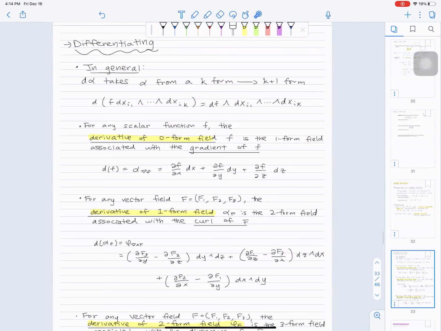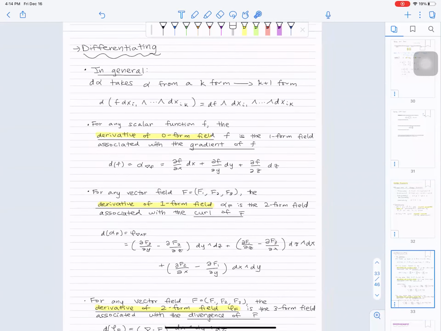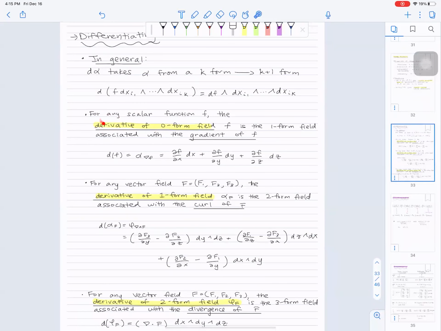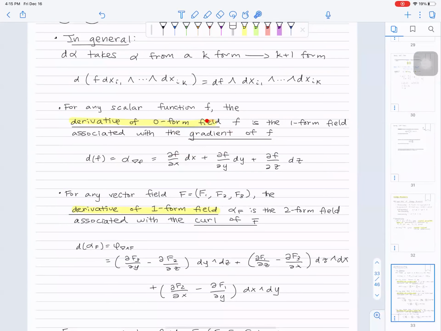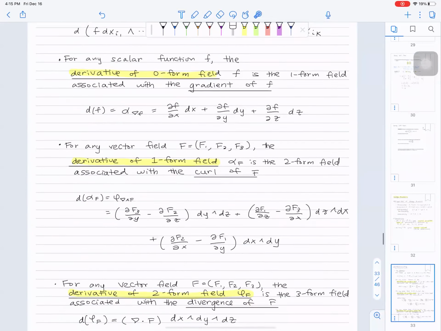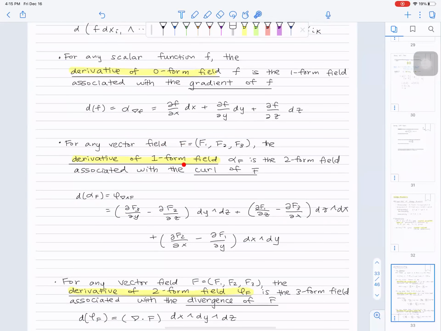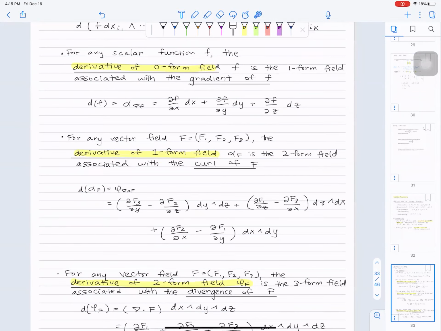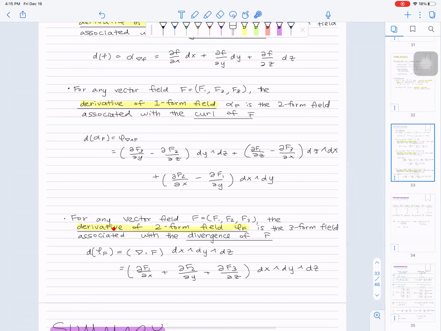So what about if we differentiate forms? If you take the derivative of a 0 form field, that's associated with the gradient. The point of this page is that if you have a 1 form field, you can differentiate it term by term, or you can just take the curl, and it should give you the same answer. That's what this page is saying. And the derivative of a 2 form field is associated with the divergence. So instead of taking the derivative term by term, you can find the vector field that corresponds to it, take the divergence of it, and then add the triple wedge product.